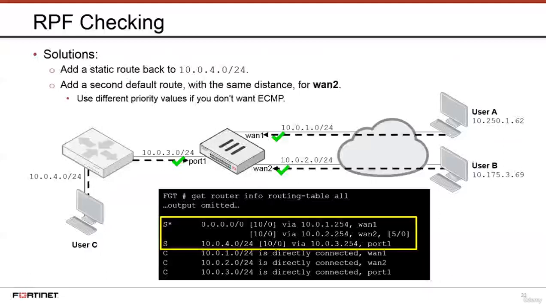This is an example of when two routes with the same distance but different priorities are required. So one route will be the best. The one with the lowest priority value will be the best, but both will be active. The best route will be used for outbound traffic, but both can receive incoming connections without failing the RPF check.